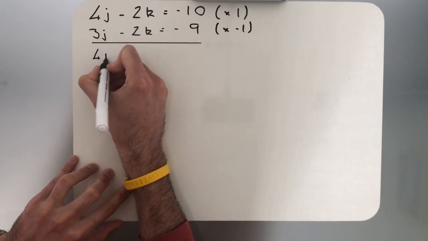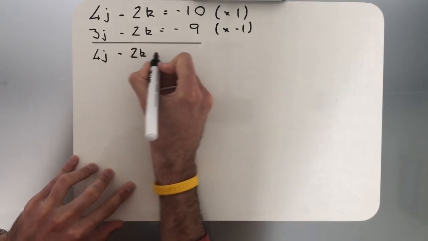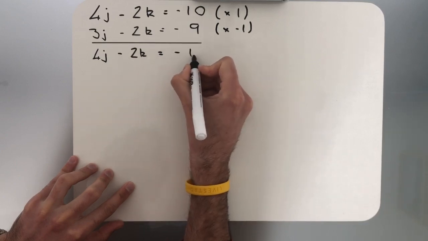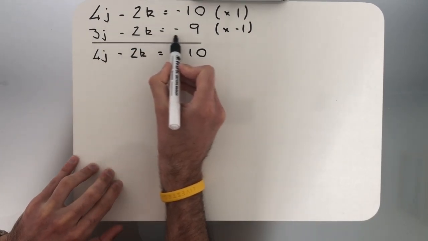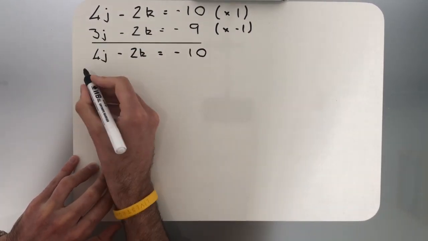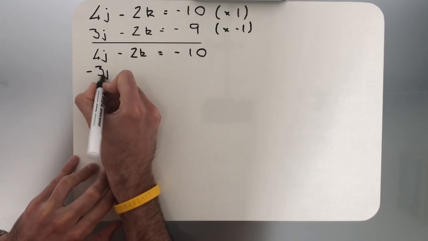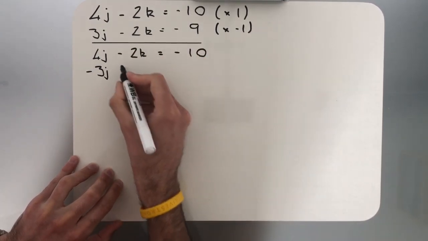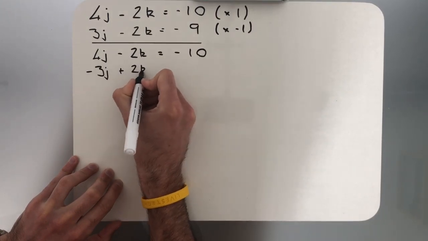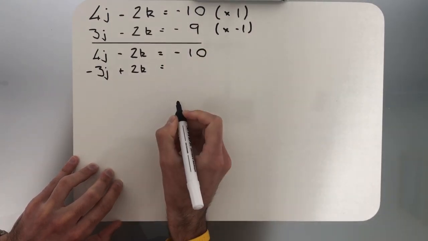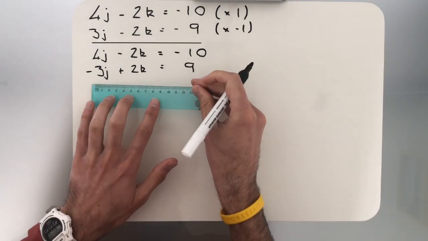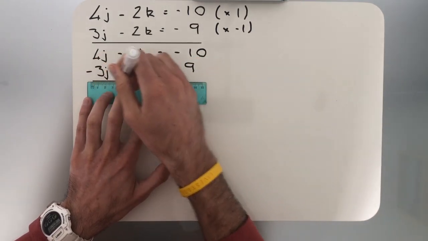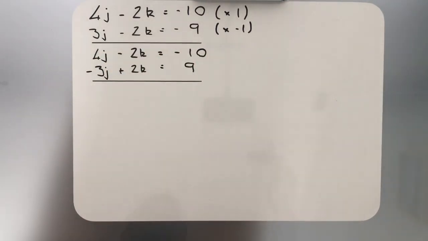Top line stays the same. 4j subtract 2k is -10. Let's tackle the second equation. Multiply absolutely everything by -1. So this will now become -3j. -2k multiplied by -1 becomes +2k. And then -9 multiplied by -1 becomes +9. Right away, take your ruler and draw a line. We want to keep each set of equations separate.